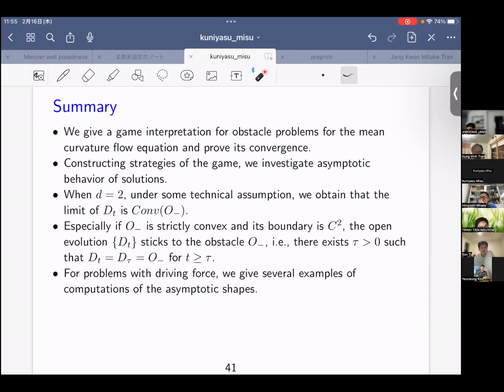When d equals 2 and under some technical assumptions, we obtain that the limit of D_t is a convex flow obstacle. Especially, O minus is strictly convex and the boundary is C2. The open evolution sticks to the obstacle. Namely, there exists tau such that D_t equals D_tau equals O minus for t larger than tau. And when the equation has a driving force, we give several examples of computations of the asymptotic shapes.